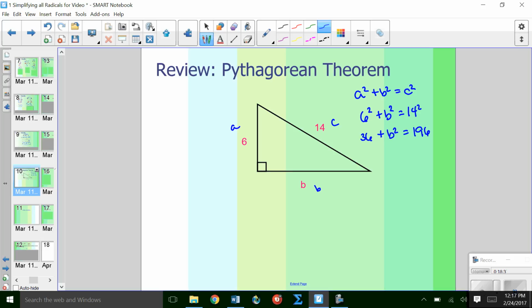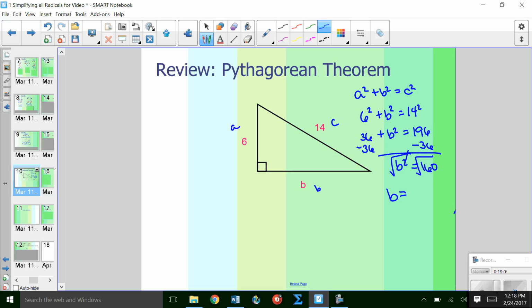Now to solve for b, we would isolate the b squared term, so subtract 36 from both sides, and we're left with b squared equals 160. Now, at this point, you would see that to further isolate the b, we'd have to undo the b squared, which means square root both sides. So the square root of b squared simplifies just to b. And now you have the tools to fully simplify this radical.